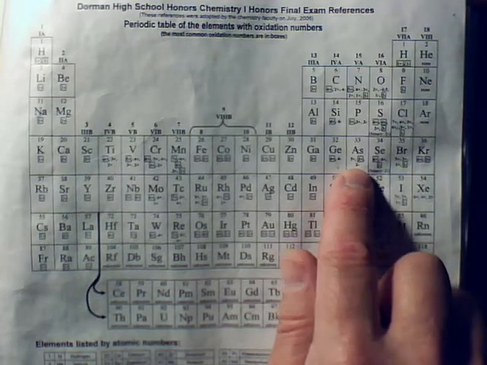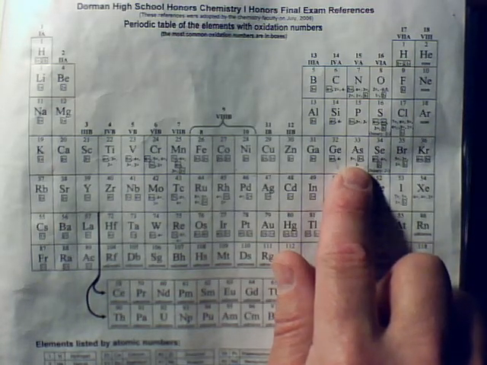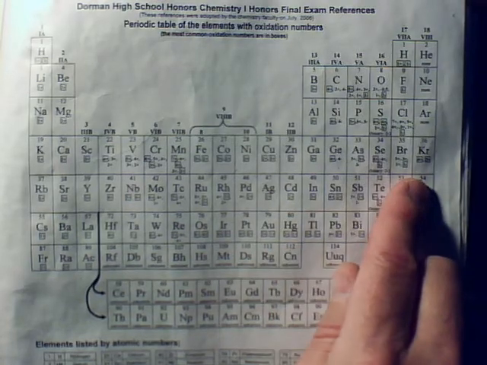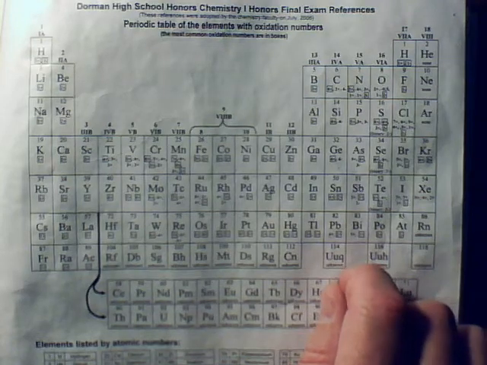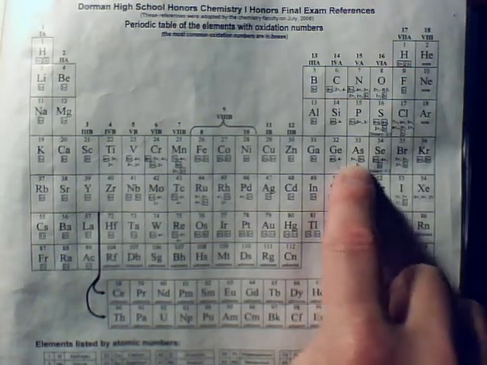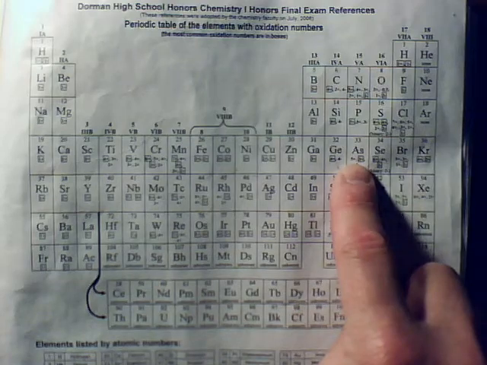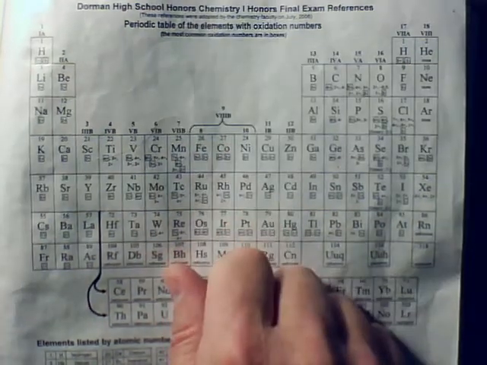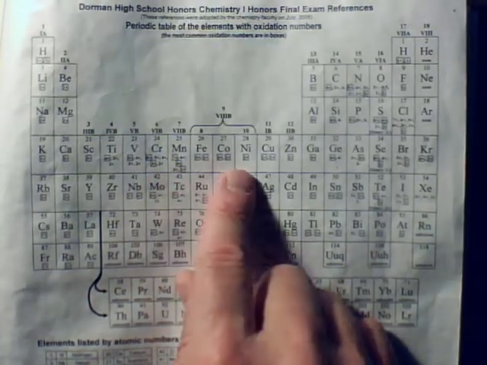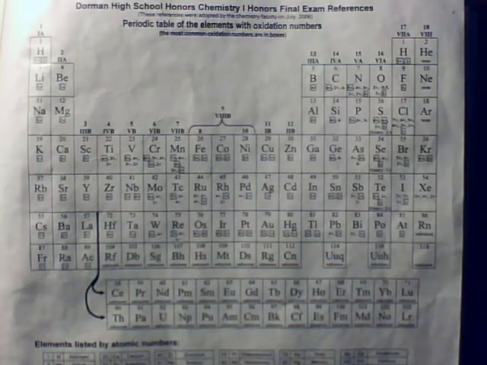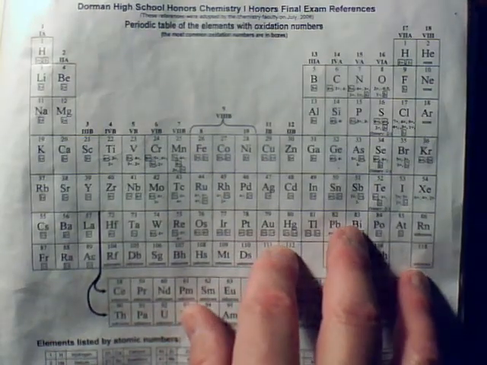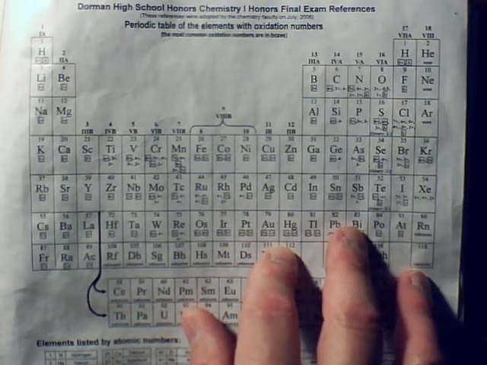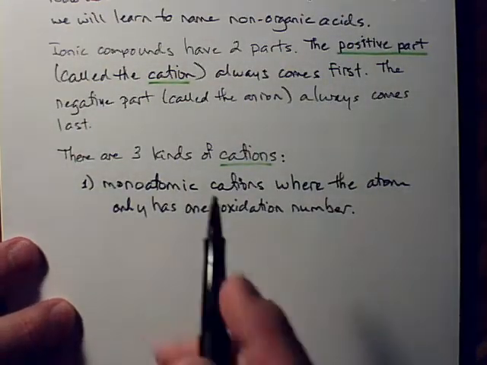This has two positive oxidation numbers. Cadmium. Okay, now look. I'm talking about only one positive oxidation number. That doesn't mean they're only in the box. I mean anything that only has one positive oxidation number. So, nickel's one. All right, now: monoatomic with only one positive oxidation number, whether it's in a box or not. Doesn't matter. Okay?